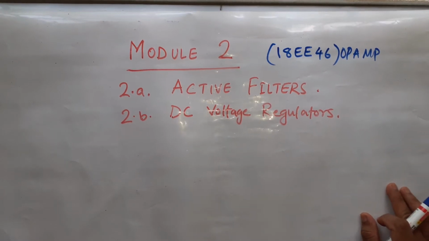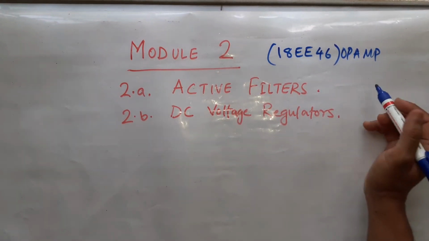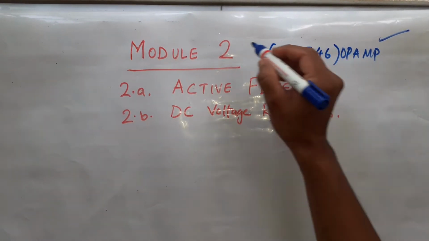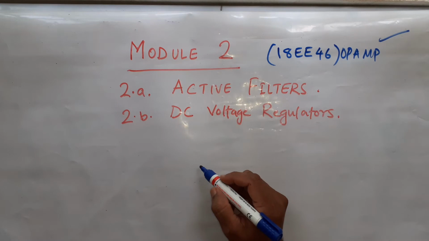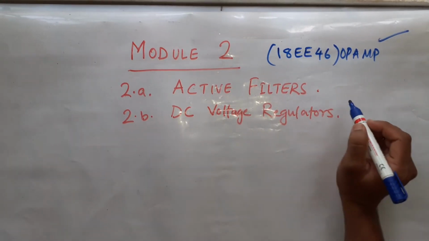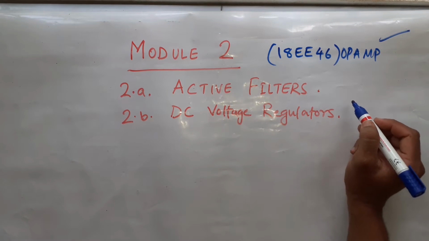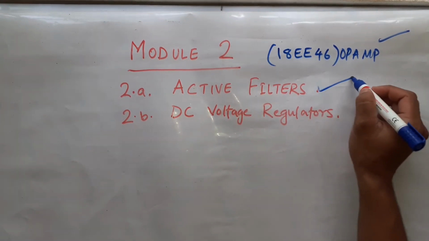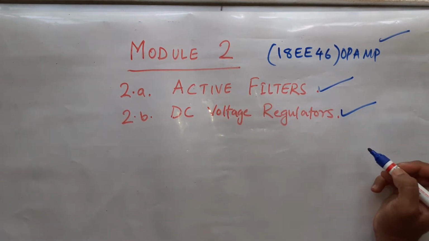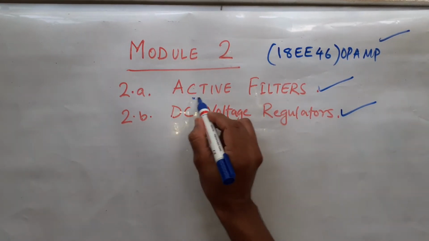So let us start with module 2 today of our subject Operational Amplifiers 18EC46. In module 2 you will have two portions of your syllabus. The first part is active filters, the second part is DC voltage regulators. Fine. So let us start with active filters today.